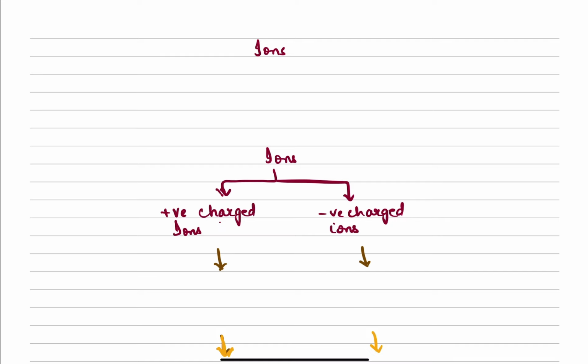In this video, we're going to look at ions, the types of ions, and the electronic configuration of ions. Let's first define what ions are. Ions are charged particles, and they are formed when atoms gain or lose electrons.